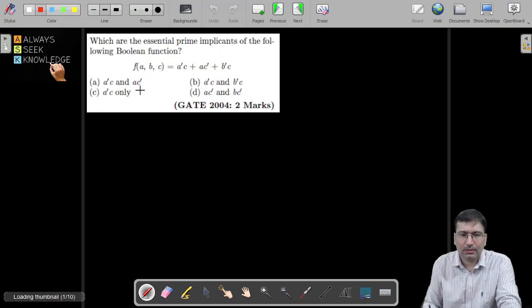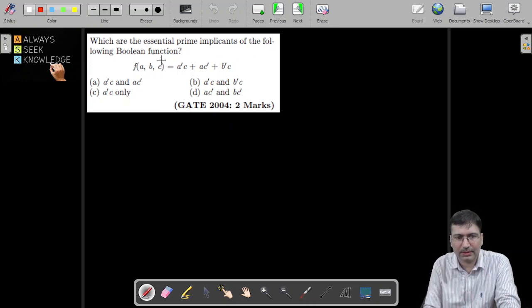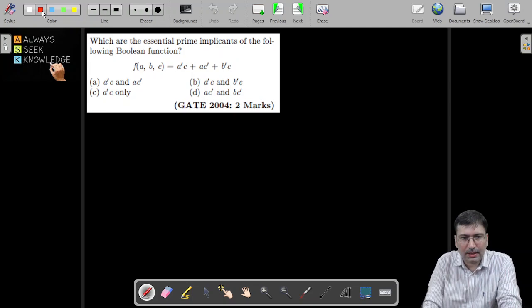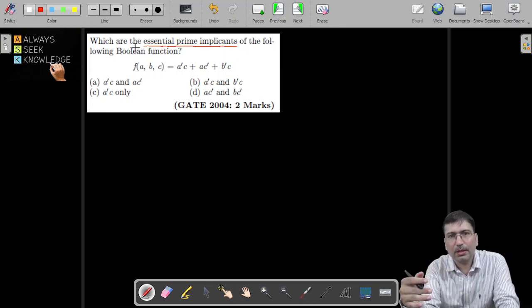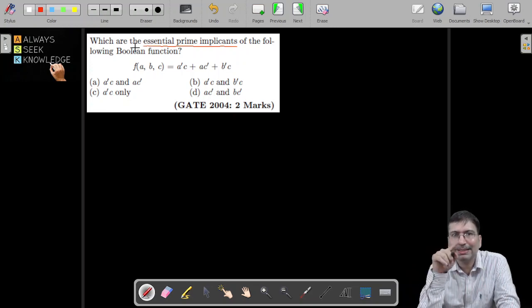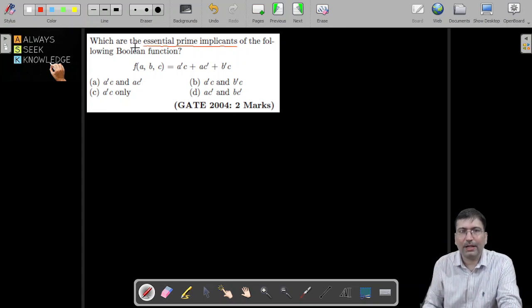It has been asked in GATE 2004, which of the following are the essential prime implicants of the following Boolean function. We need to find out essential prime implicants, so let me highlight that. An essential prime implicant is a prime implicant in which at least one place is there which has only one grouping, which is a member of only one prime implicant, right? So that we consider as an essential prime implicant.